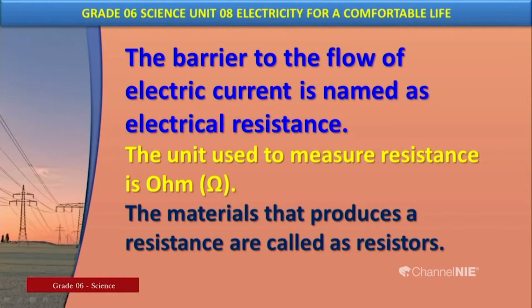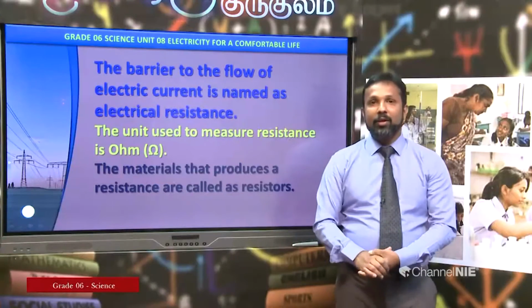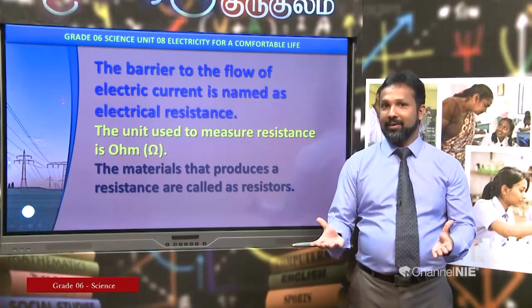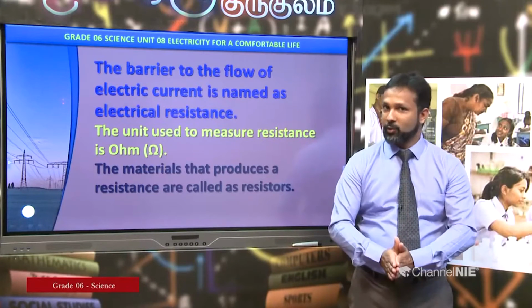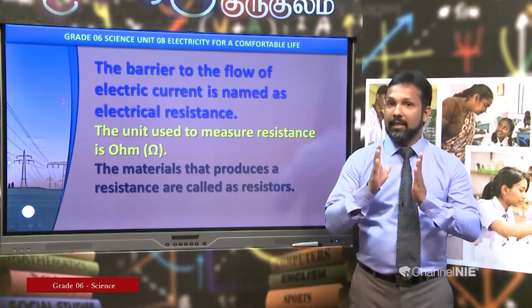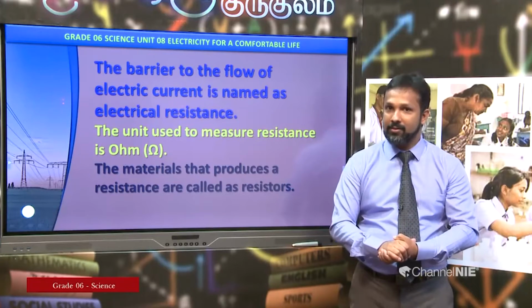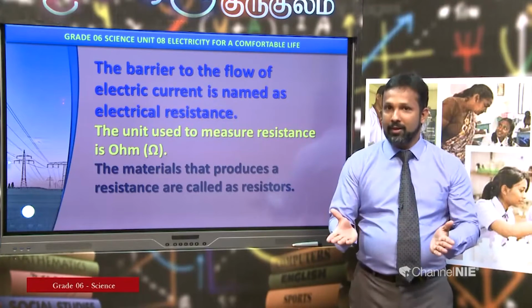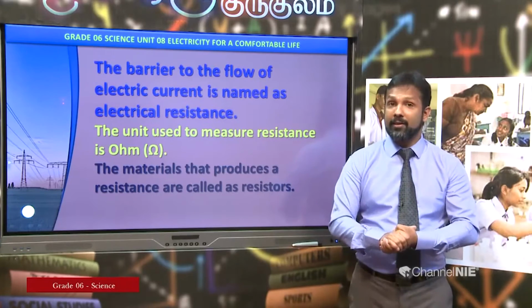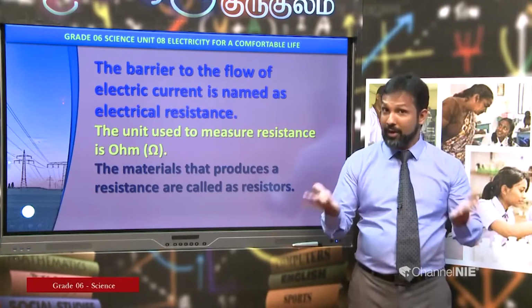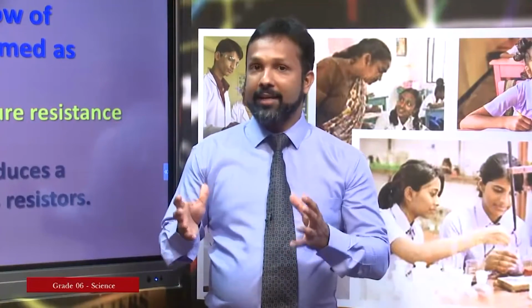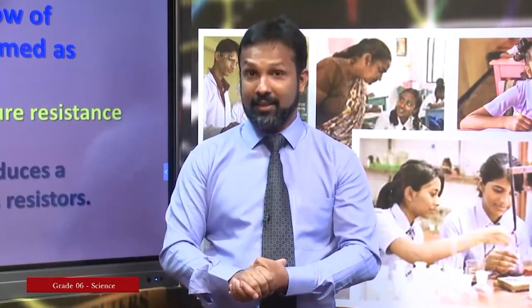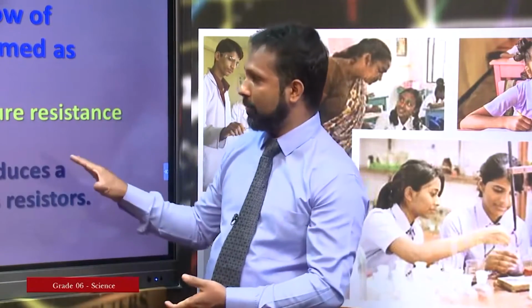The unit used to measure the resistance is ohms. You all know that if we want to measure something, there should be a particular unit. We measure the length using meters. Similarly, we measure the mass using kilograms. Likewise, the unit used to measure the electrical resistance is ohms.